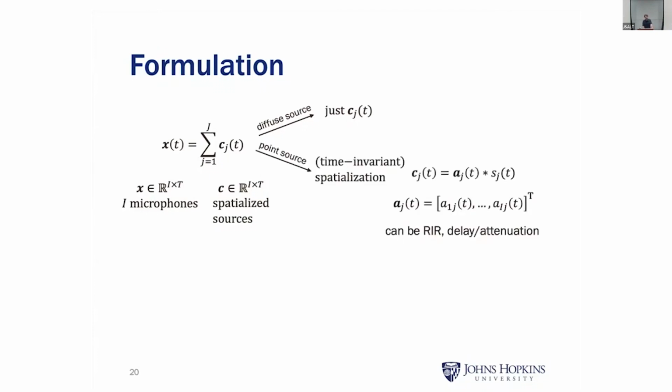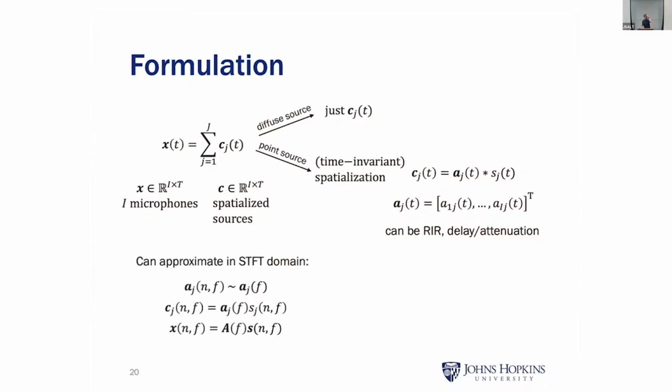However, if we have point sources that are actually coming from a particular place, we can then say that there is a kind of transfer function from when the source originated to each individual microphone. This can be a room impulse response, which is, for example, the convolution operation we're talking about with reverberation that captures the room geometry and all the paths that happen. Or it can even just be a simple delay and attenuation based on how far the microphone is from the source.